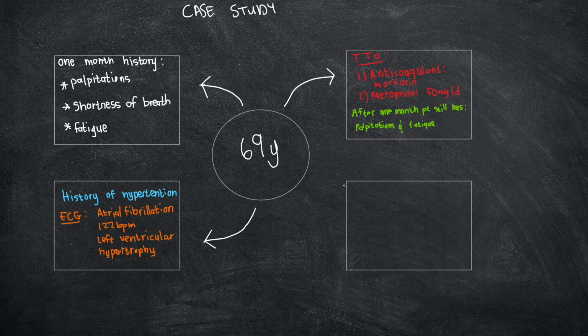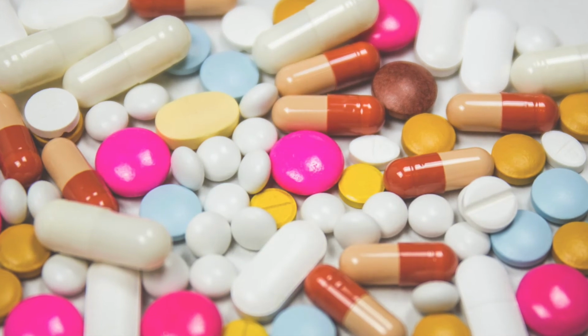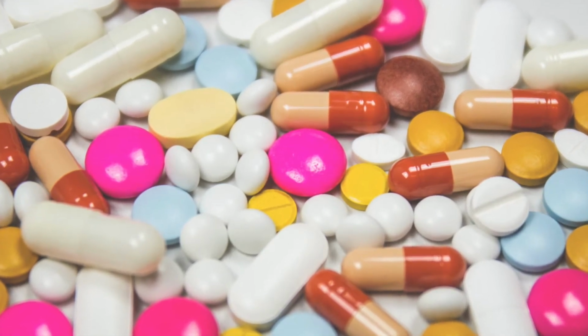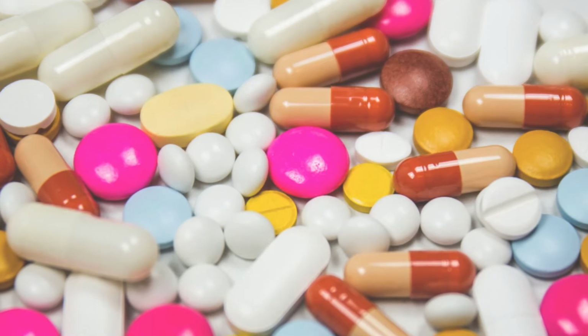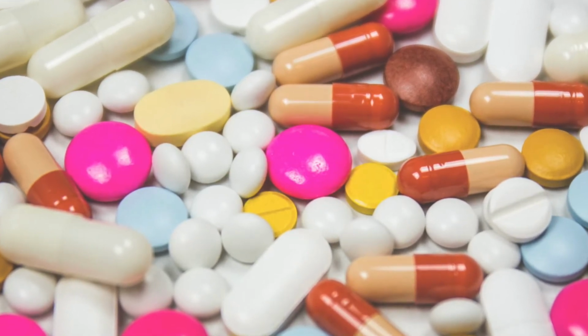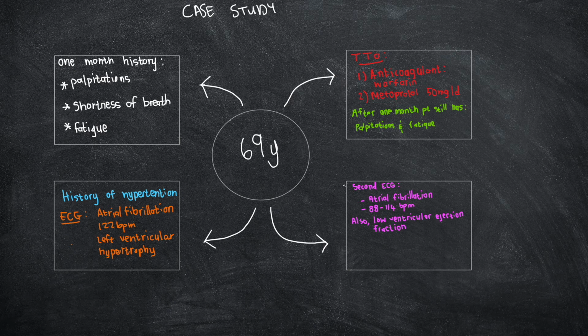But after 1 month, our patient is back and she still has palpitations and she's complaining of fatigue. So another ECG is performed and they diagnosed atrial fibrillation again, with a heart rate a little bit less than the first time she came to visit, and also a low ventricular ejection fraction. So the question here is, should we start this patient on anti-arrhythmic drugs? And if we do, what class of drug would you prefer? We'll get to the answer at the end of the video.